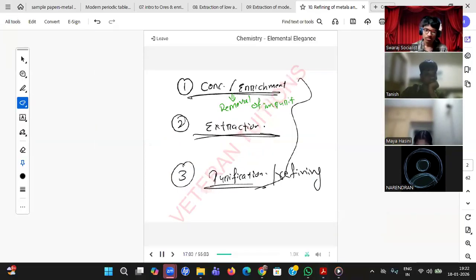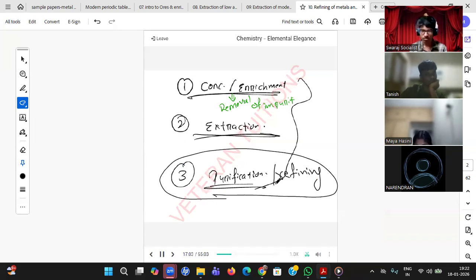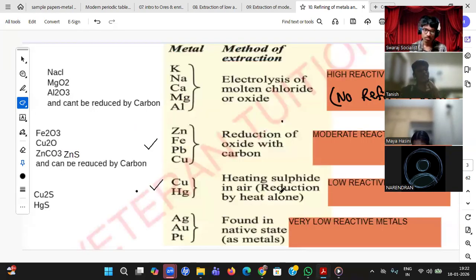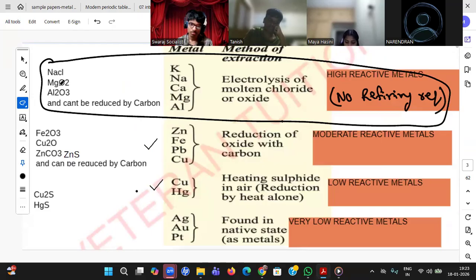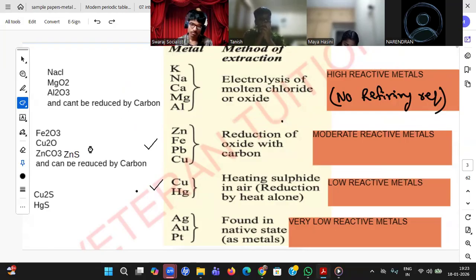Okay, so let us go to the last step. Purification is still left. How do you purify it? Student, first of all, who does not require purification? This top group does not require purification. Why? Because you have already used the electrolysis procedure, so whatever you are getting, Na, Al, is already in purified form. There are no impurities at all. That's the reason, student.